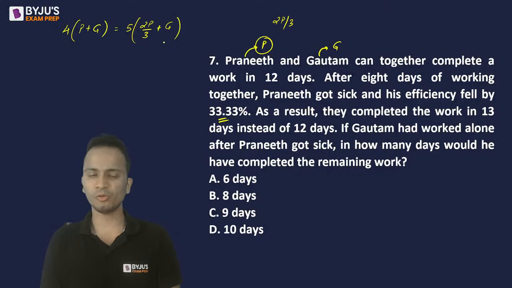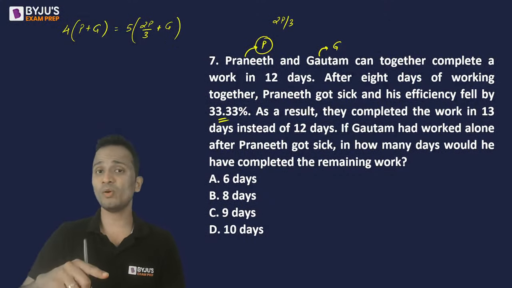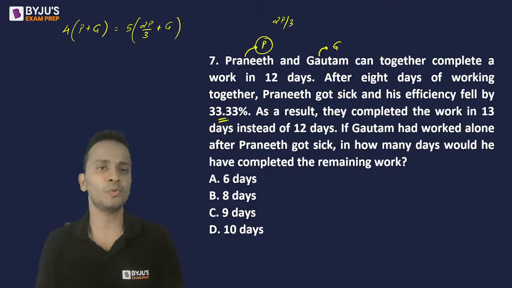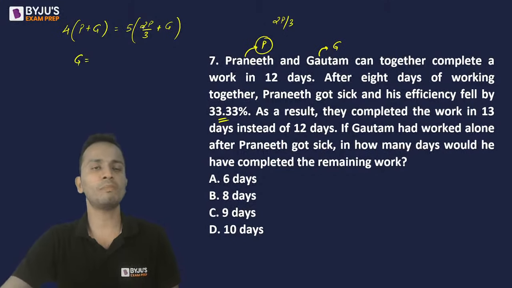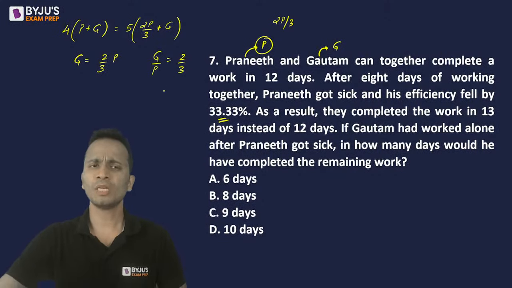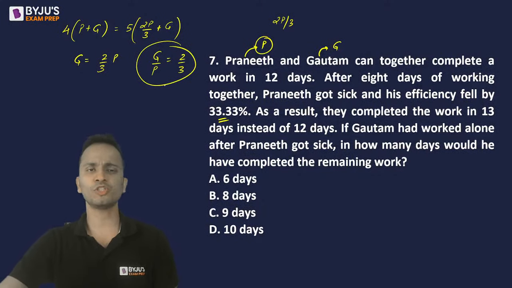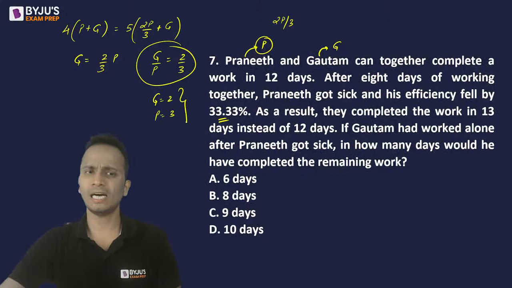So now using this, you can find out the relation between 1 day work of Praneeth and 1 day work of Gautam. So I can say that G is equal to 4 minus 10 by 3, that is 2 by 3 P. So G upon P will be equal to 2 upon 3. So at this point, the ratio is obtained. You can assume the value of G as 2 and the value of P as 3. Assumption le sakte ho, theek hai?